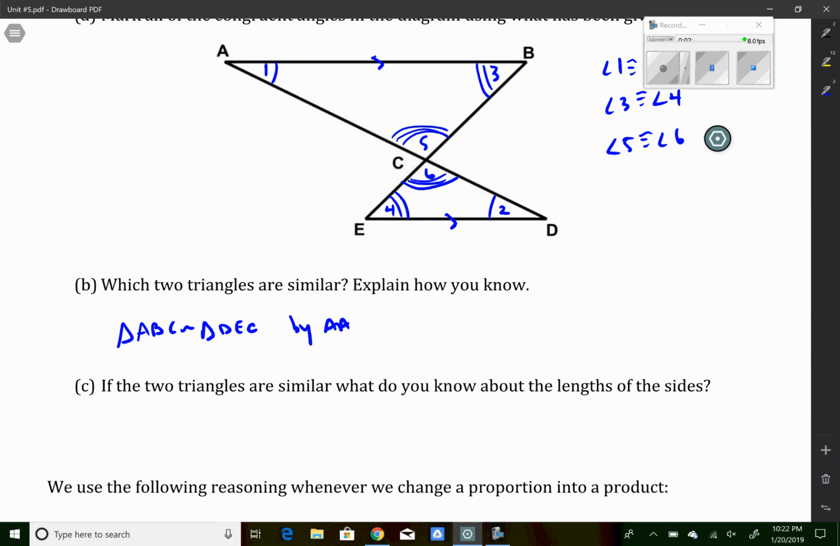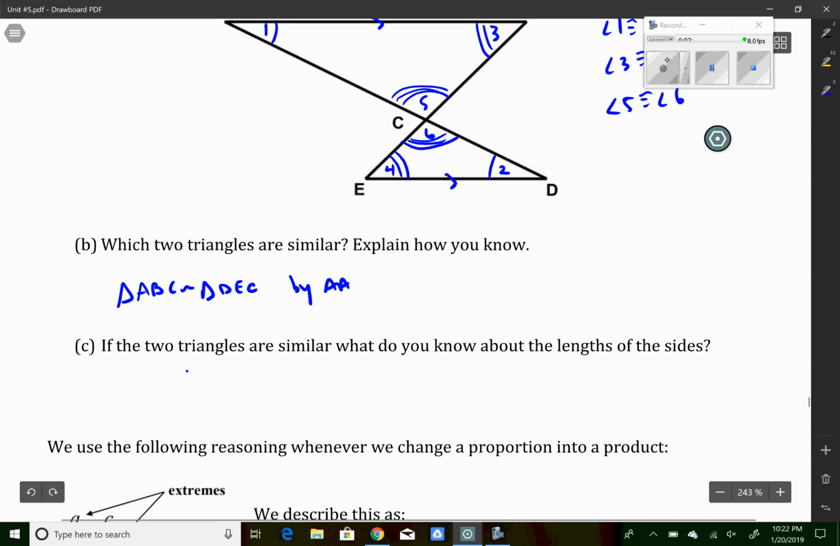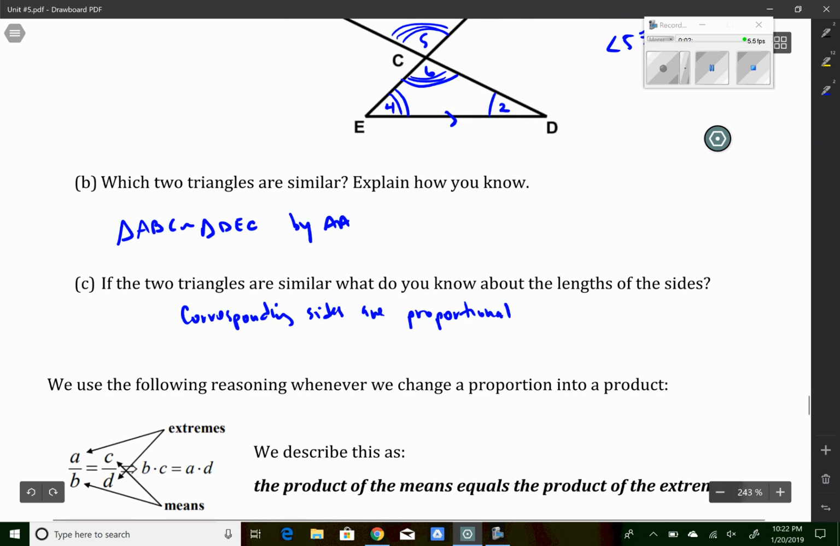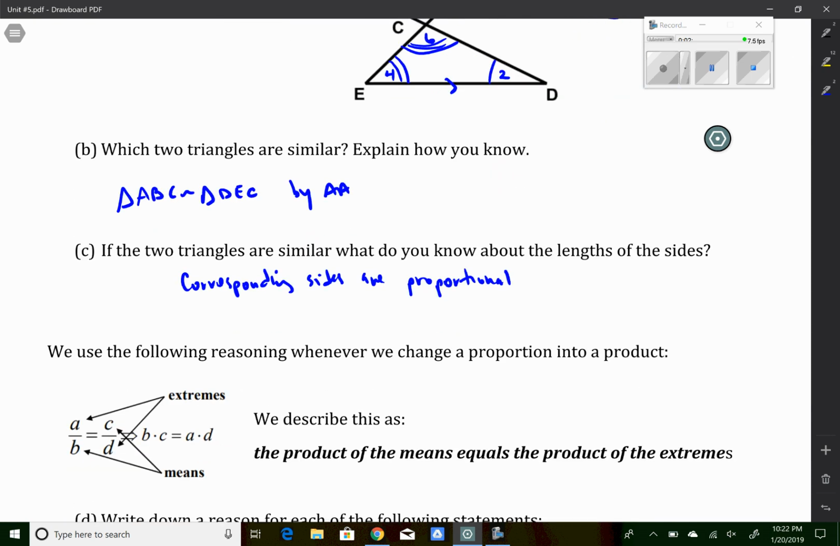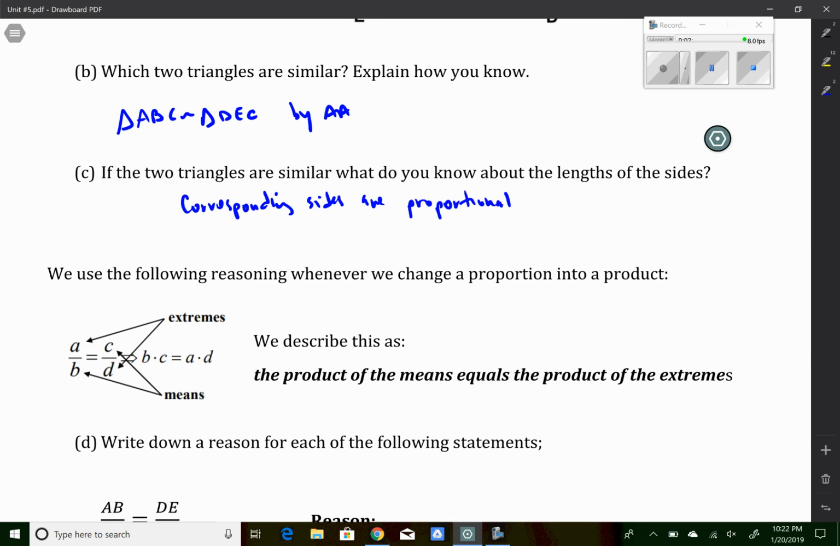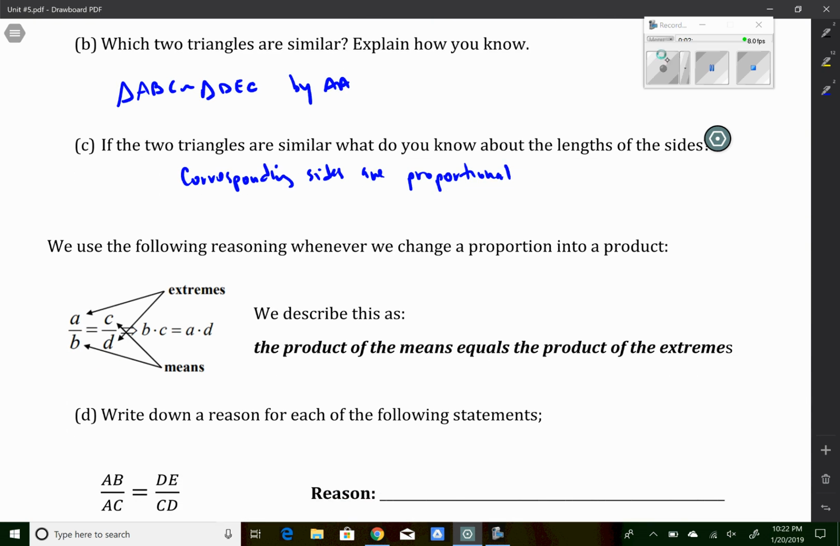If the two triangles are similar, what do you know about their lengths of sides? I know that the corresponding sides are proportional. Now, what this means when I say the corresponding sides are proportional is I could set them up in a proportion. So here's a proportion, and notice I've cross-multiplied the proportion to get a product, or what we call a cross product. So a product of two items is equal to a product of two other items. I'm getting this just by cross-multiplying.